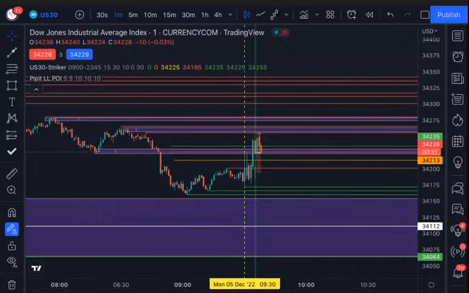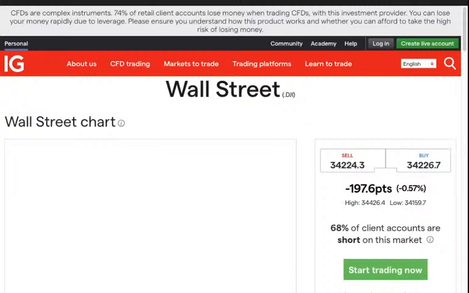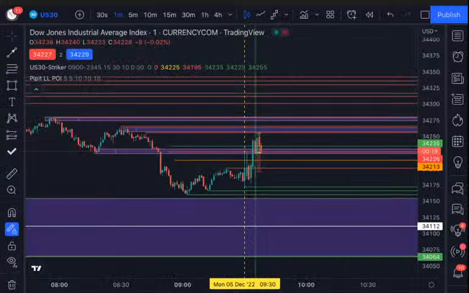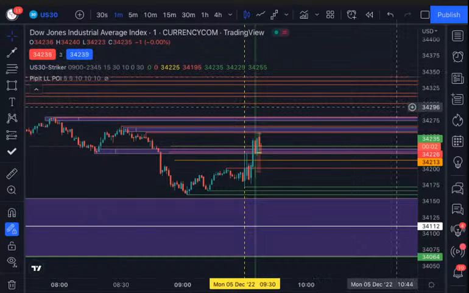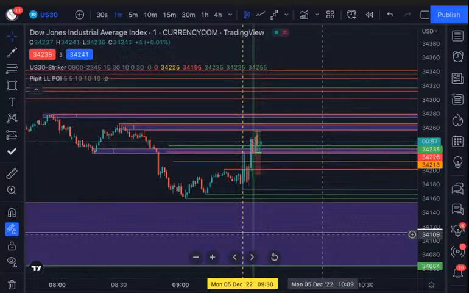The market is still heavily short, 69% short still. Let me refresh this. 68% short, so some people just got taken out, possibly. It's not too bad. It's trying, but it doesn't want to give us that strong pullback.